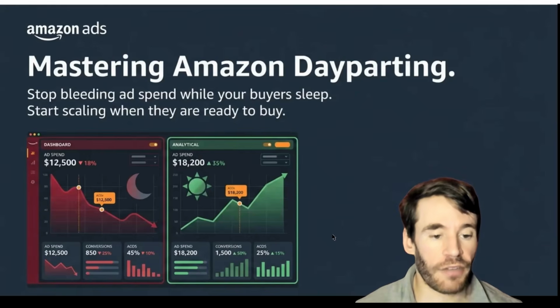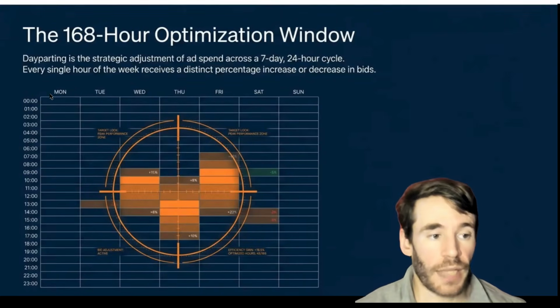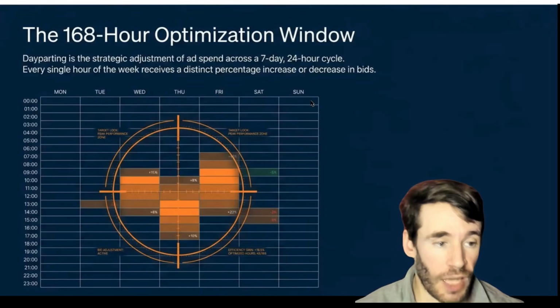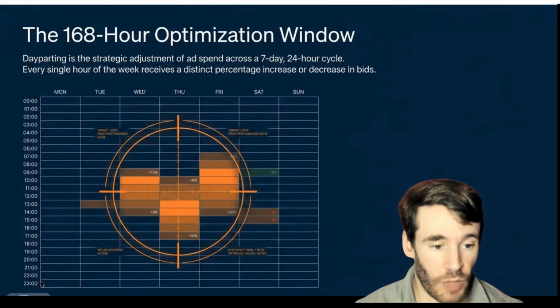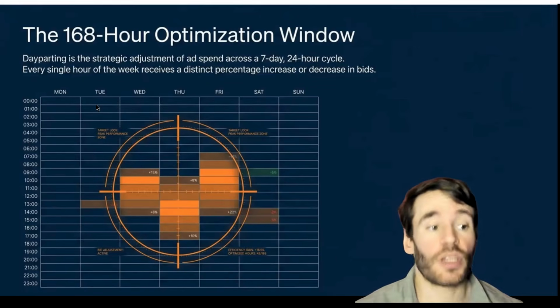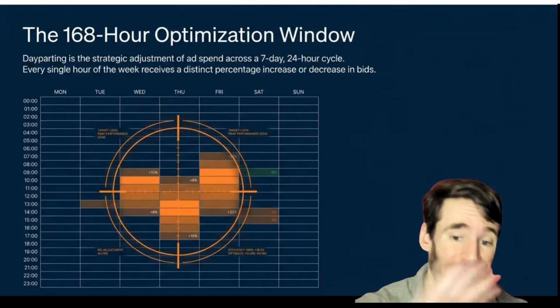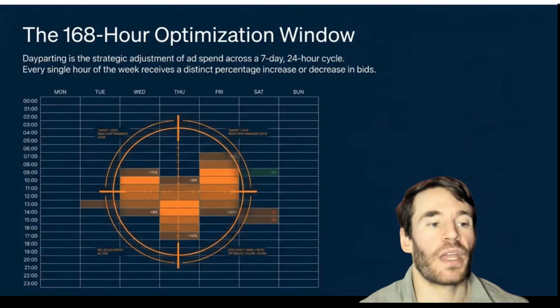And this is the graphic of the hour. So the day parting is simply this thing. You have Monday, Tuesday, Wednesday, Thursday, Friday, Saturday, Sunday, from 0 to 23. Amazon is giving you data for everything, right? You need to take that data and then optimize based on the results. I will show you exactly how to do it in the fastest way.